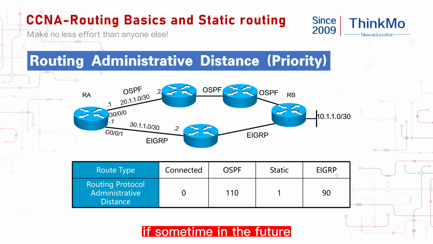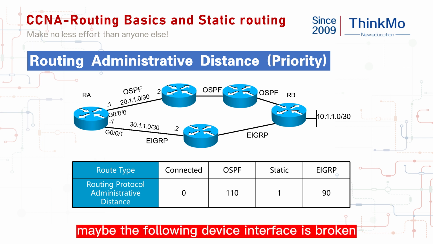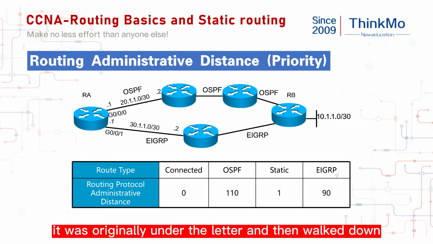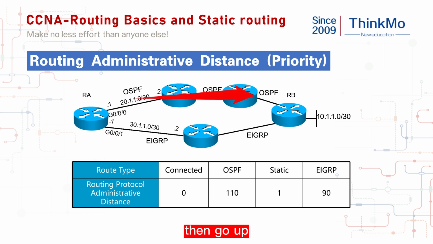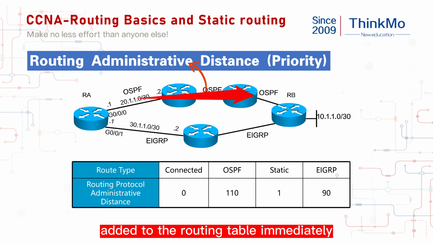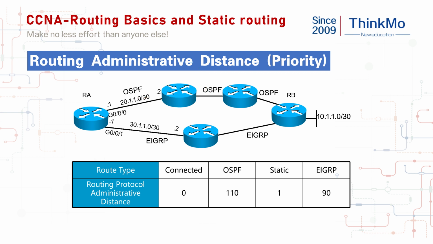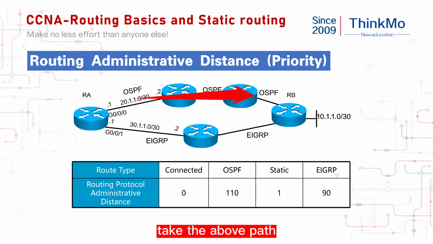If sometime in the future the following device interface is broken, then based on such a dynamic routing protocol, RA will soon sense that the following path cannot be taken. It was originally going down, but the following device produces a failure. There is a problem with the link. Then go up. This route will be added to the routing table immediately. For data forwarding, it is a spare. That is, if EIGRP fails, OSPF will be added to the table. Normally go this way; if it has a problem, take the above path.